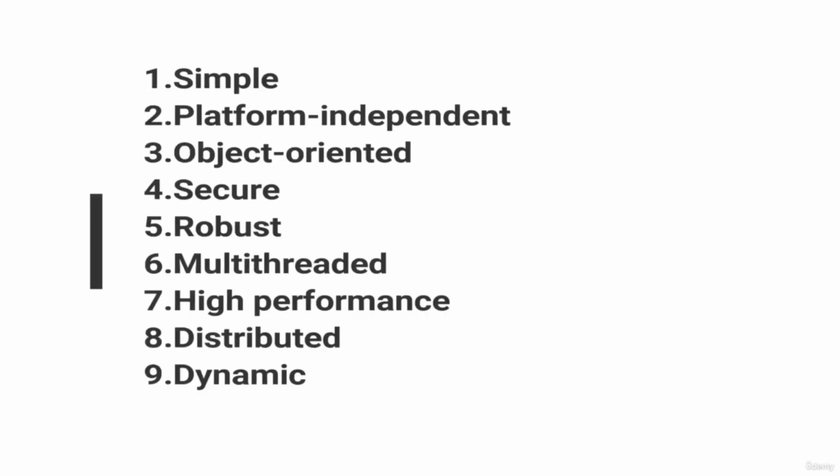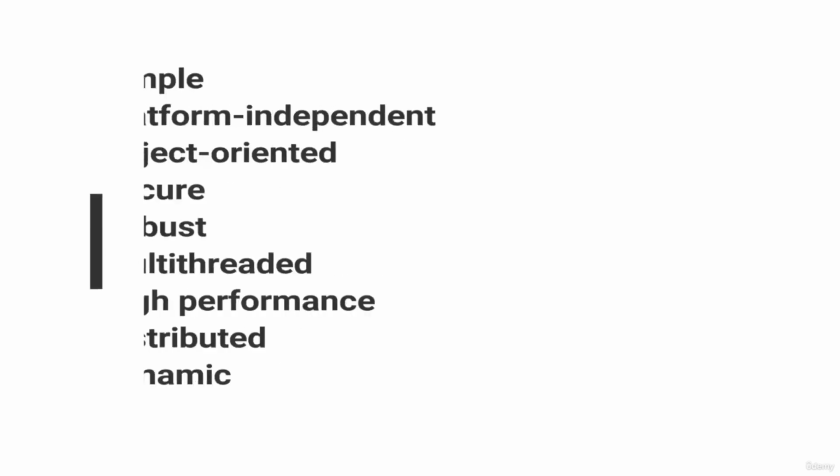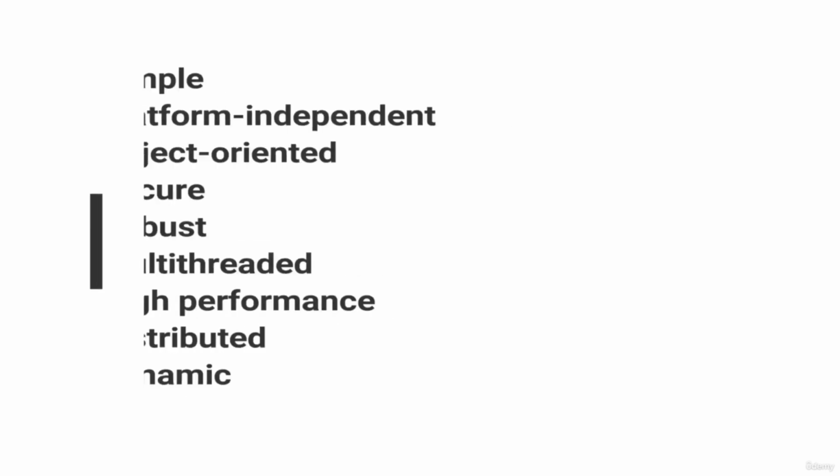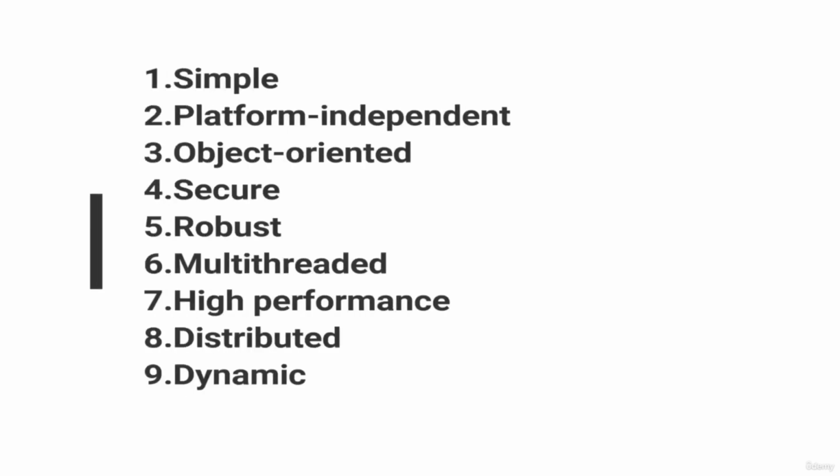Multi-threaded. Java supports the multi-threading concept, which means we can execute two or more programs simultaneously and thus utilize the CPU to the maximum. High performance. Java uses a just-in-time compiler and thereby provides high performance.